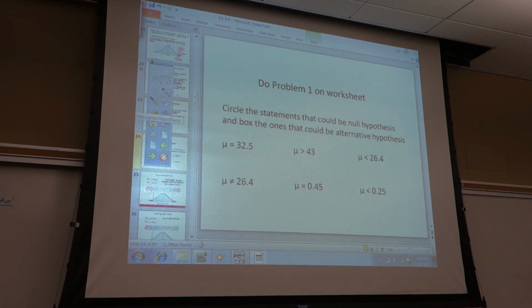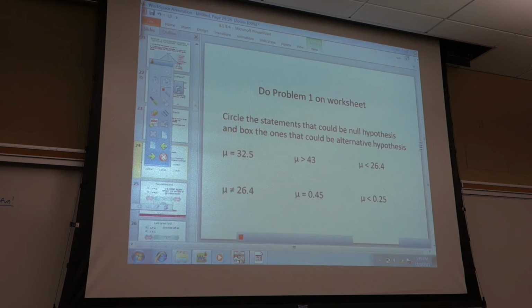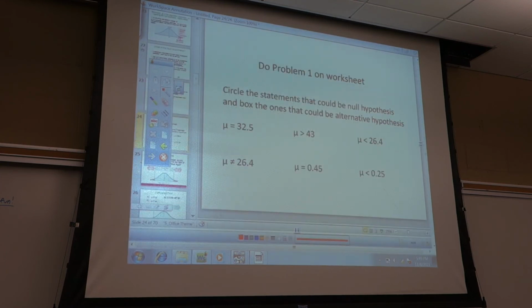Okay, everybody do problem number 1 on the worksheet. Circle the statements that could be null hypotheses. Box the ones that could be alternative hypotheses. Do it. So, I'm going to check in with your neighbors. 15 seconds if you want before I start randomly calling on people.